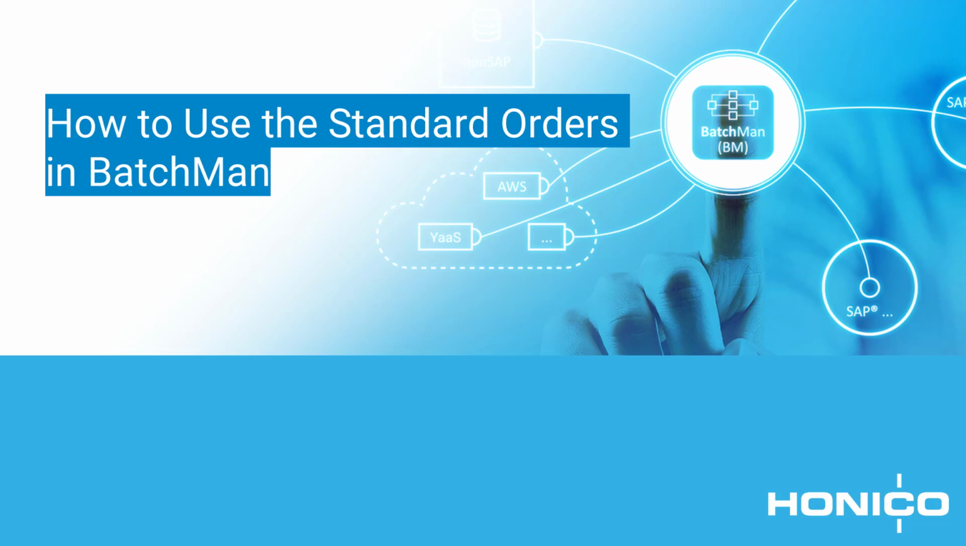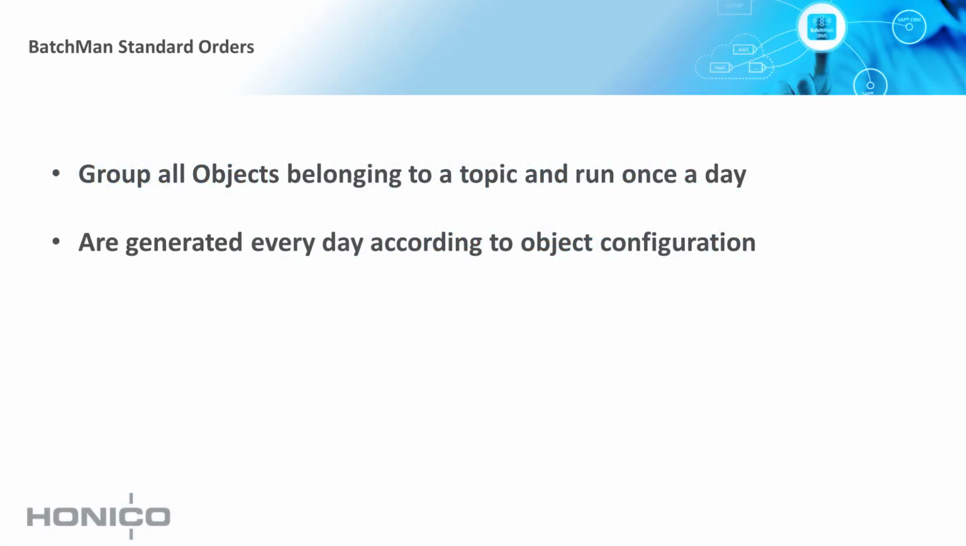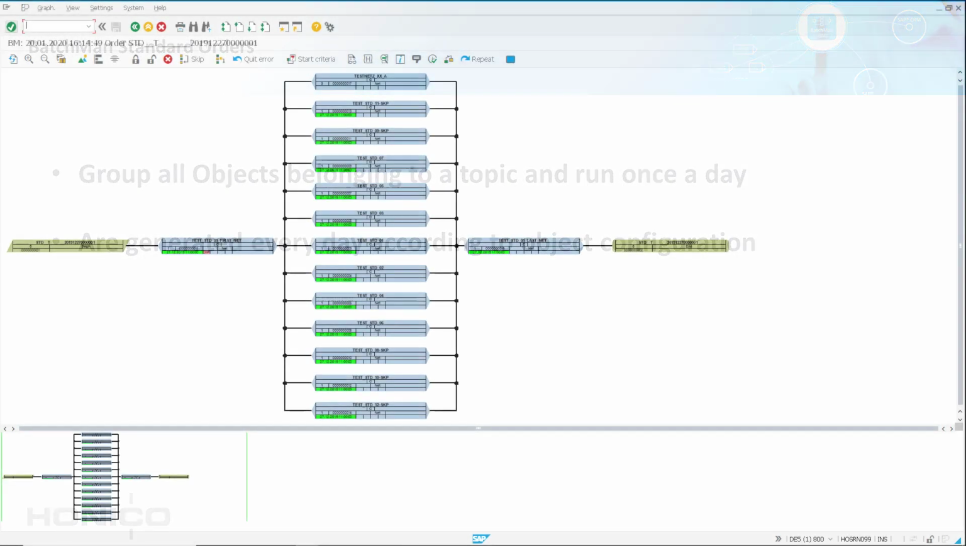Today, we have a look at a major part of BatchMan planning, the standard order. Standard orders group objects, meaning jobs and networks, which are running on a daily basis. The difference to all other orders is that all the maintenance is done inside the objects themselves. Most customers only run one or two standard orders because they want to see all the jobs and networks in one large graphic. Here we can see a sample of a large standard order.